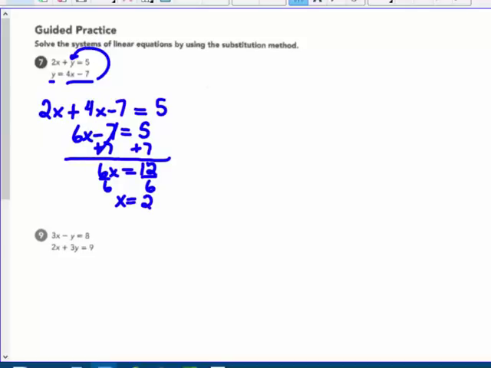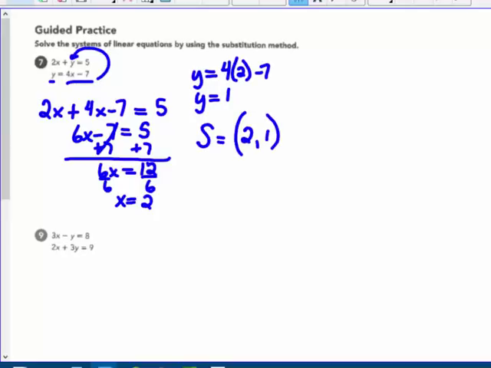Now I'm going to put that x into the second equation, y equals 4 times x, which I say is 2, minus 7. Well, 8 minus 7 is 1, so y equals 1. So my solution is (2, 1). But I better be sure.